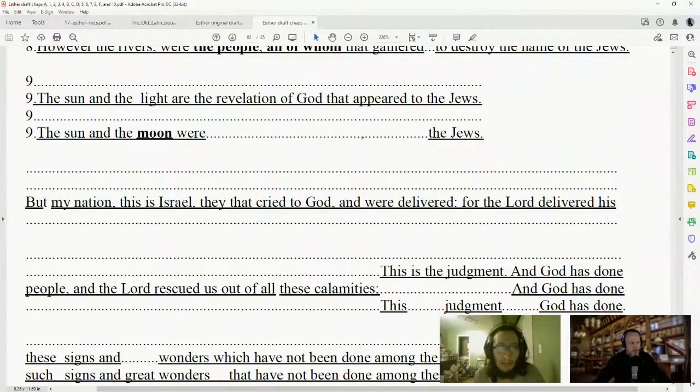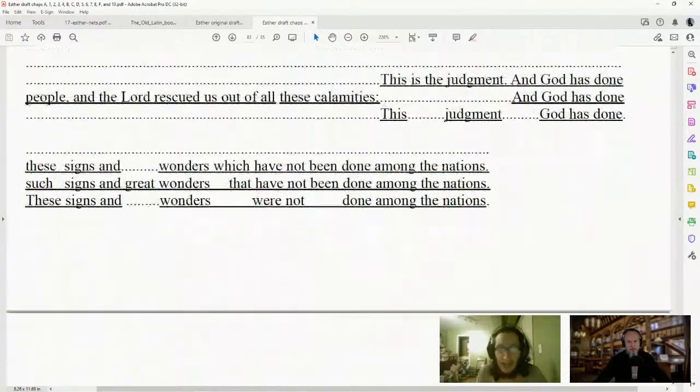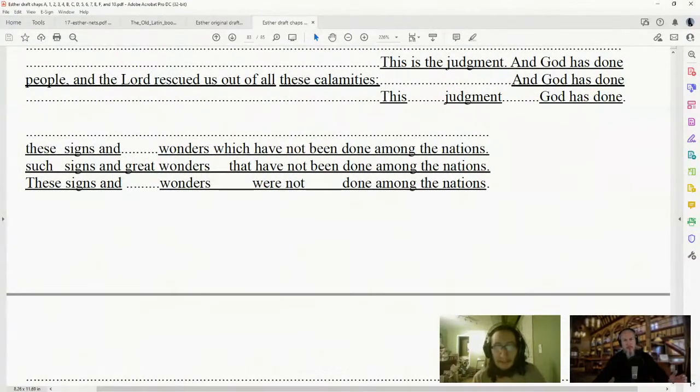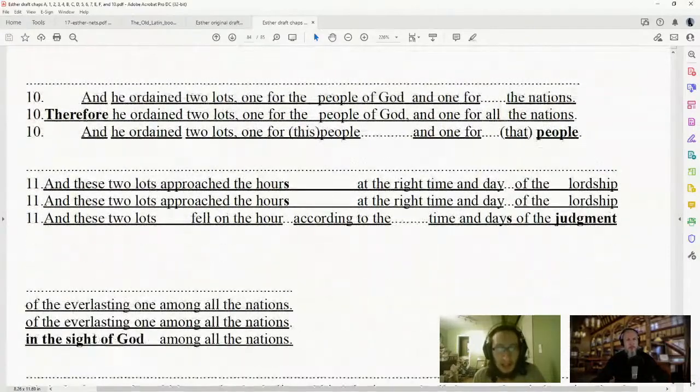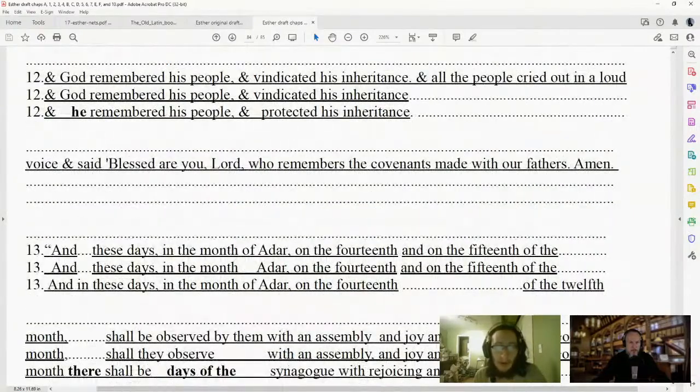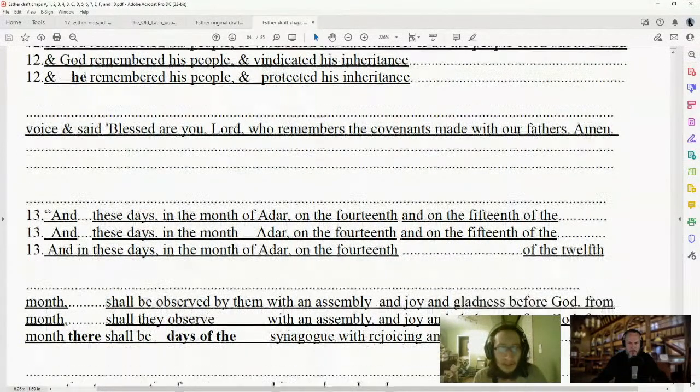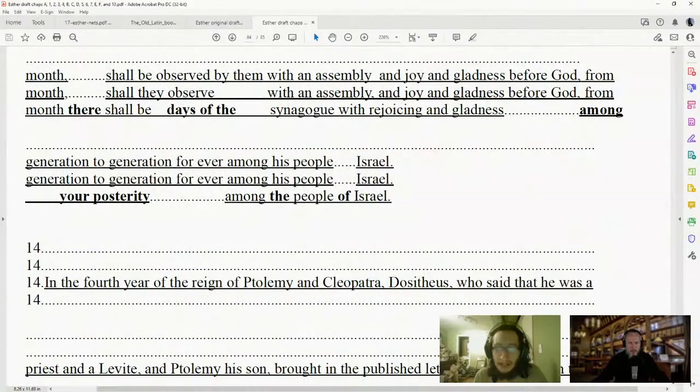But so continuing with the 3rd line, "But my nation, this is Israel, they that cried to God and were delivered. For the Lord delivered his people, and the Lord rescued us out of all these calamities. And God has done such signs and great wonders that have not been done among the nations. And he ordained 2 lots, one for the people of God and one for all the nations. And these 2 lots approached the hours at the right time and day of the lordship of the everlasting one among all the nations. And God remembered his people and vindicated his inheritance. And these things in the month Adar, on the 14th and on the 15th of the month, shall they observe with an assembly and joy and gladness before God from generation to generation forever among his people Israel."